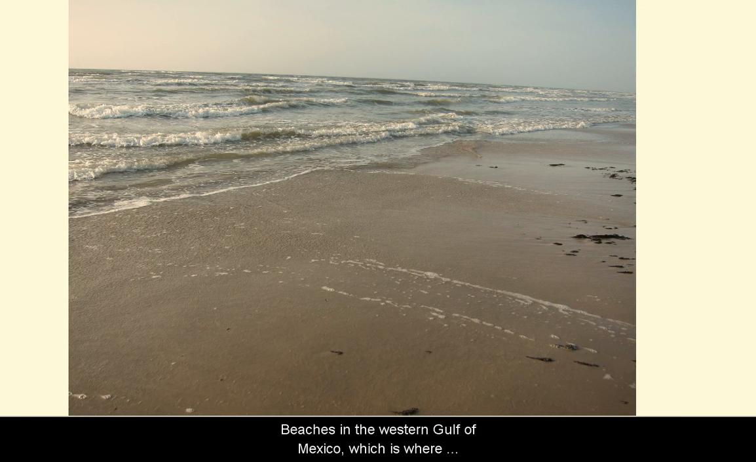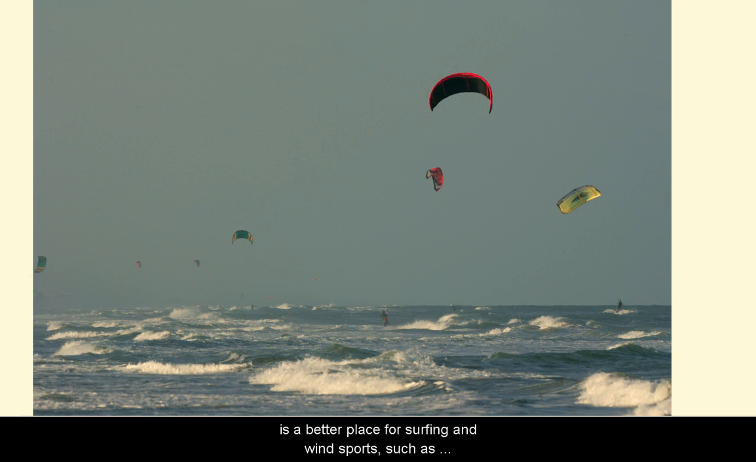Beaches in the western Gulf of Mexico, which is where Texas is located, are considered to be moderate to high energy beaches, where there are large waves most of the year. The eastern Gulf is a low energy area, and this means that it has smaller waves on average. This is why the Gulf Coast of Texas is a better place for surfing and wind sports, such as windsurfing and kiteboarding, than the Gulf Coast of Florida.